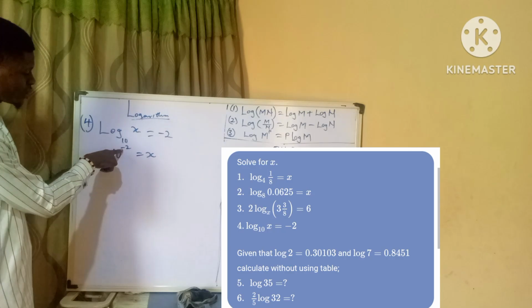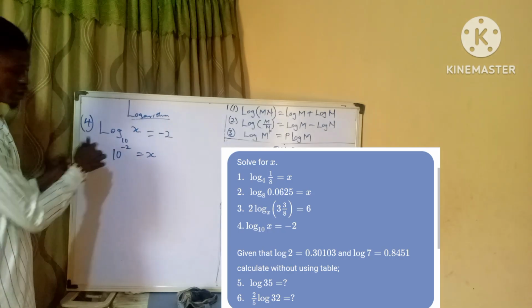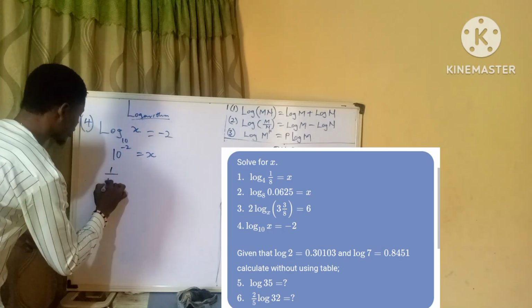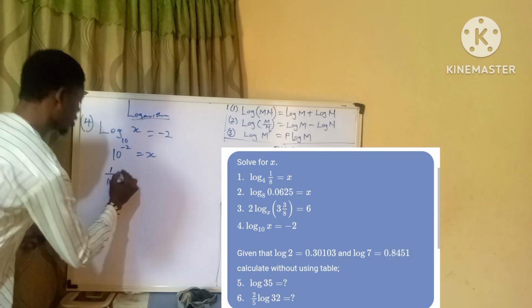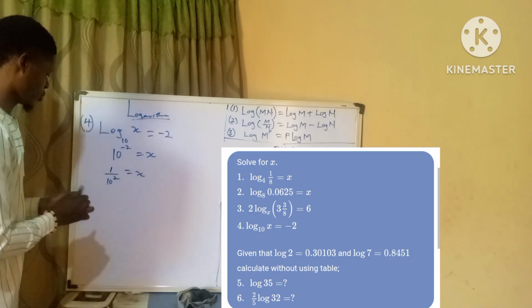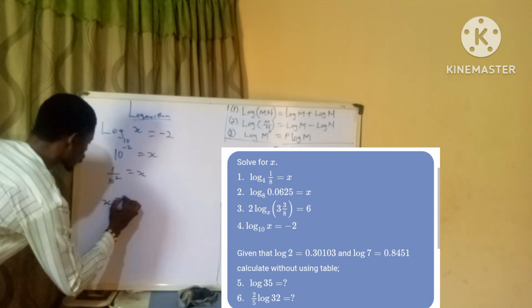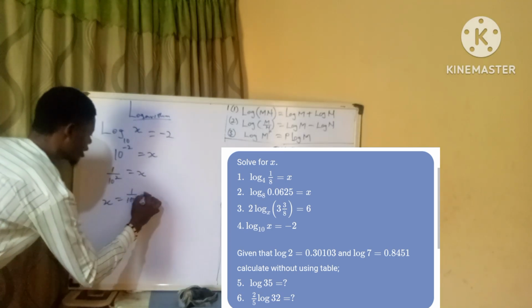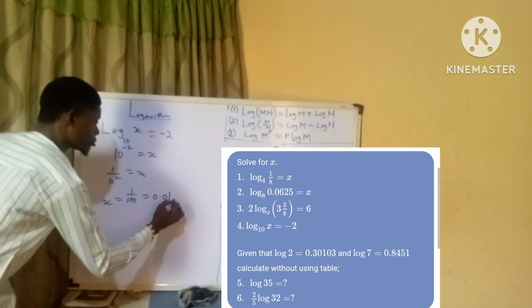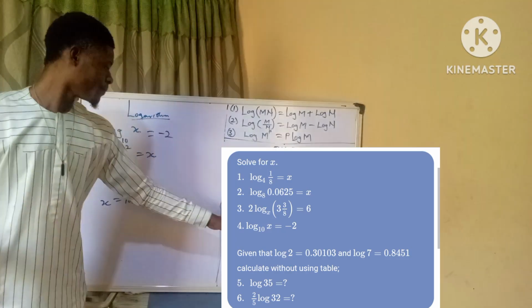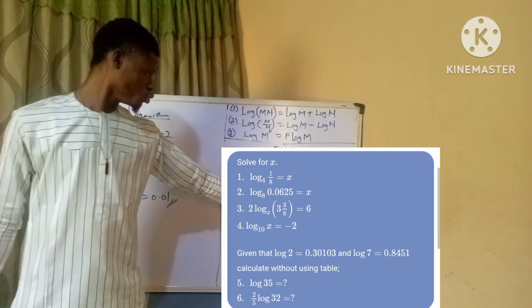I told you that this minus will turn to 1 over. That will give you 1 over 10 square equals x. What is 10 square? That's 100. So which means your x equals 1 over 100, and that will give you 0.01. That is your answer.